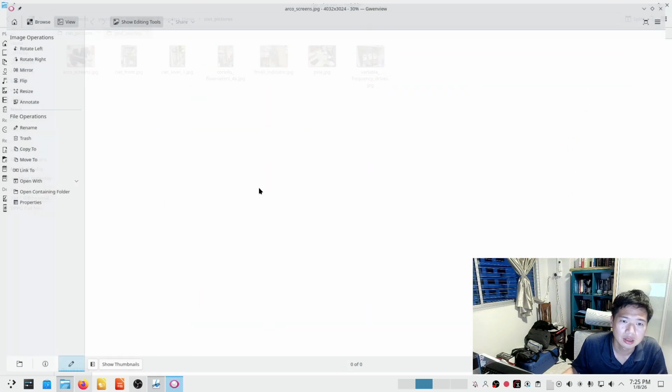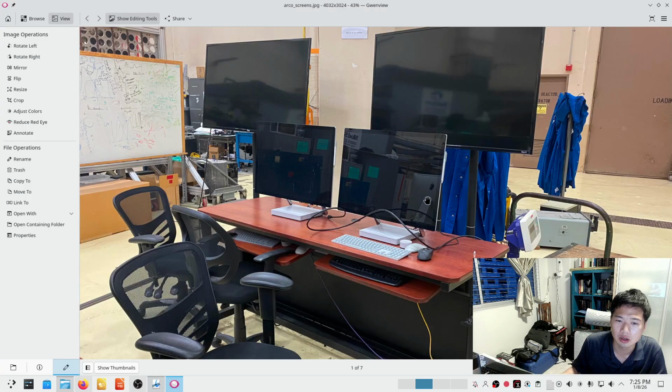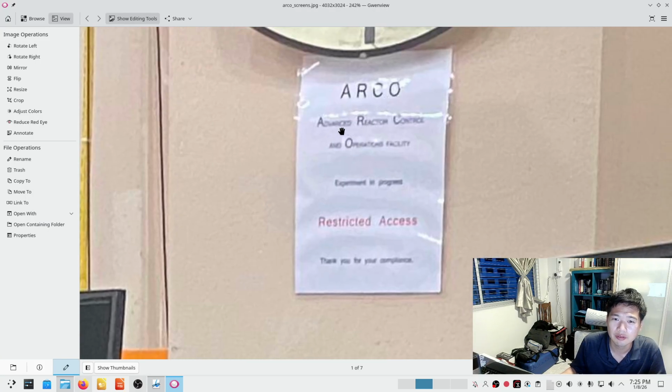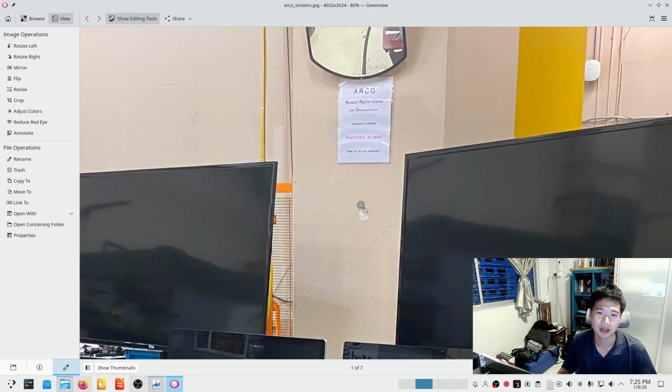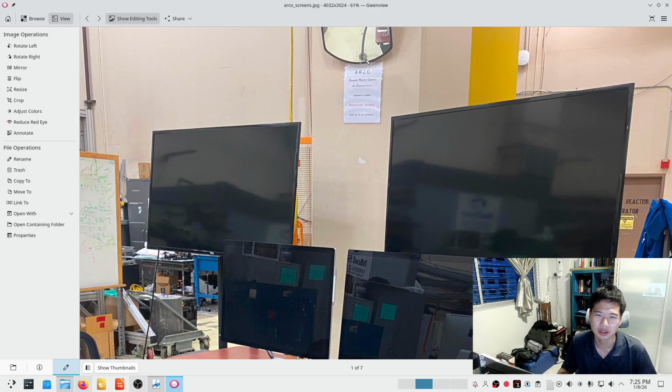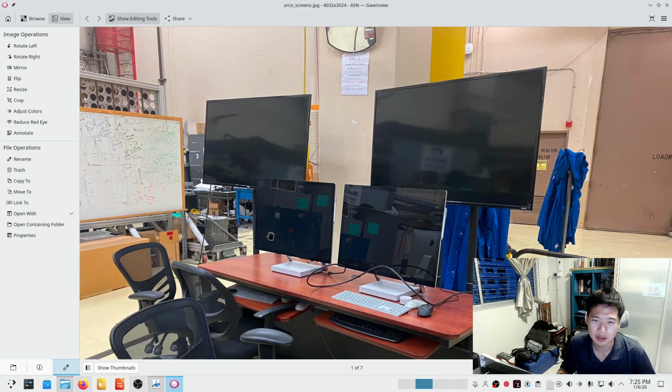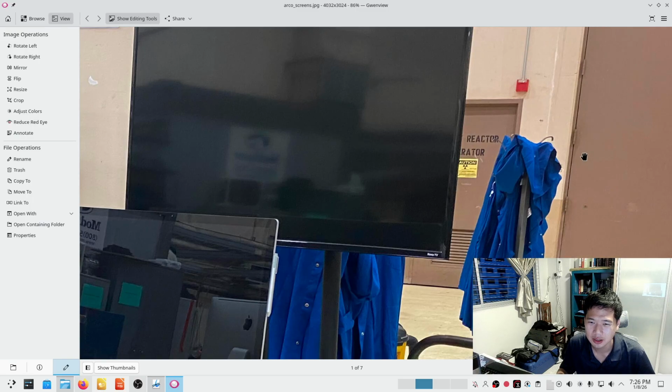And the computer, back then when I was in Berkeley, it was called ARCO, Advanced Reactor Control and Operations. Yeah, you see, Advanced Reactor Control and Operations. So it says experiment in progress, restricted access. That's just what we left down there, and some security mirror as well. So this was the lab in UC Berkeley called 1140.